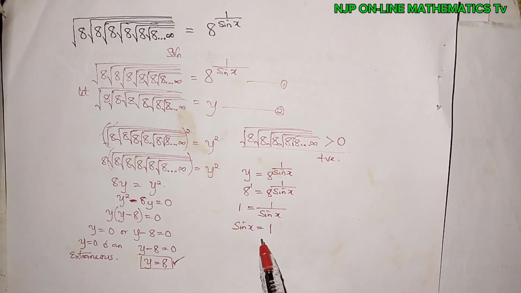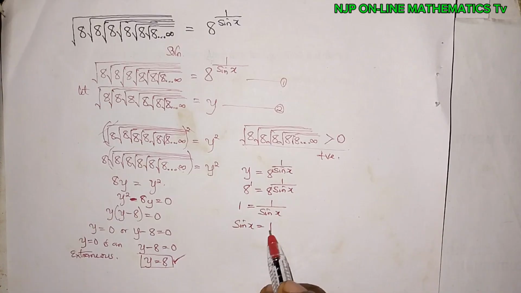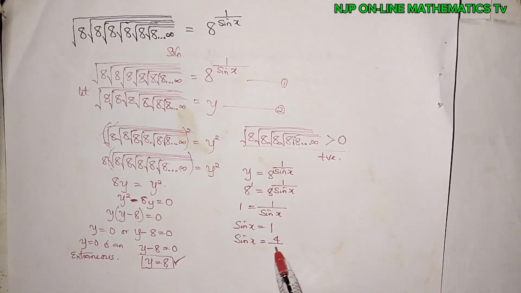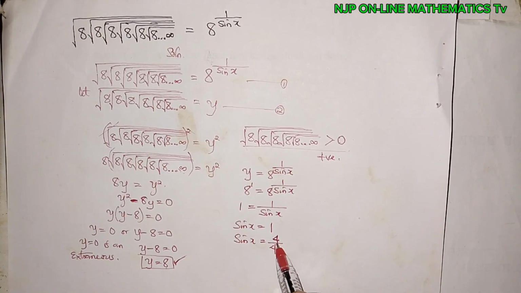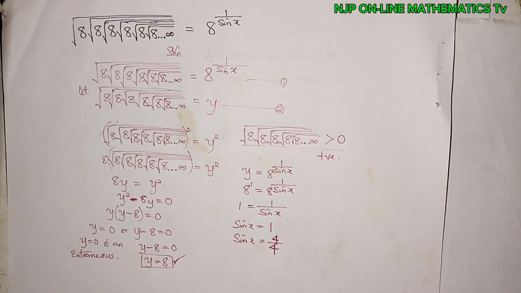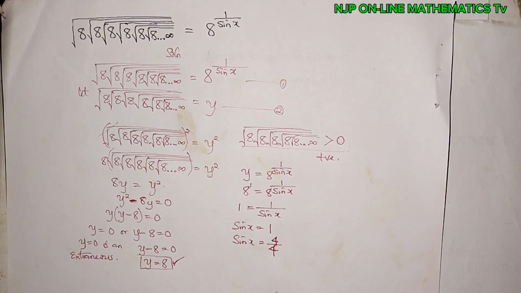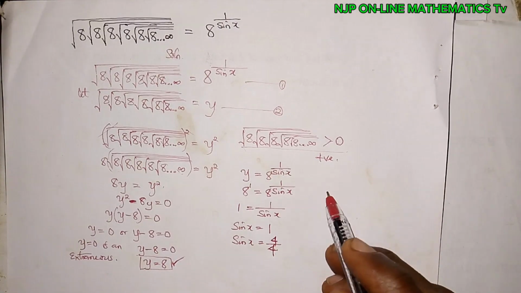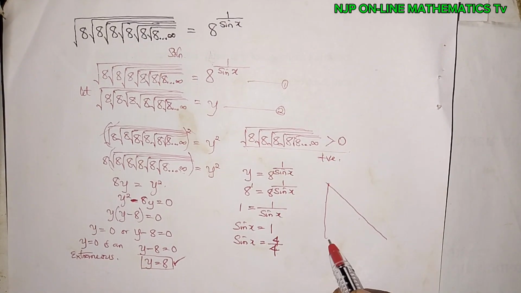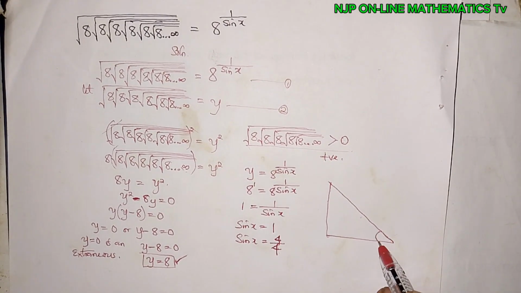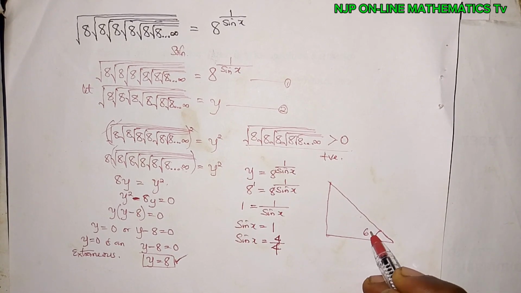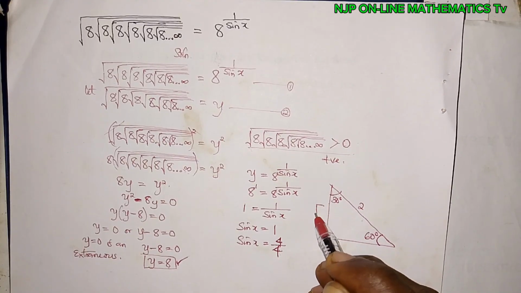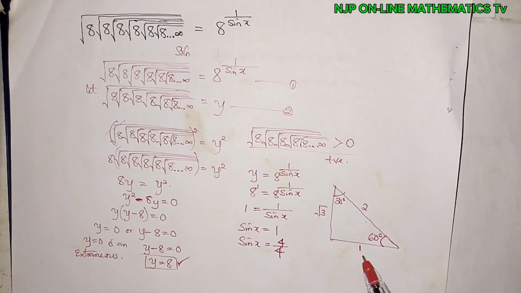But we need to recall that 1 is the same thing as 4 divided by 4. If we divide 4 by 4, we definitely get 1. So please, we need to recall the trigonometric functions. We need to recall that this angle is 60 degrees, this is 30 degrees, and the sides are 2, root 3, and 1.